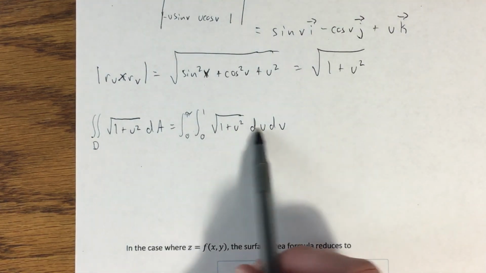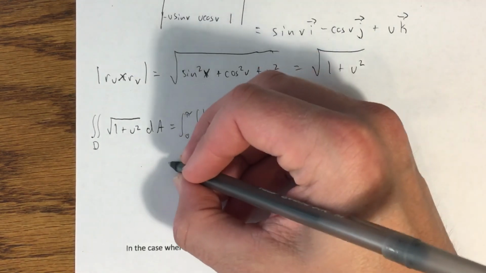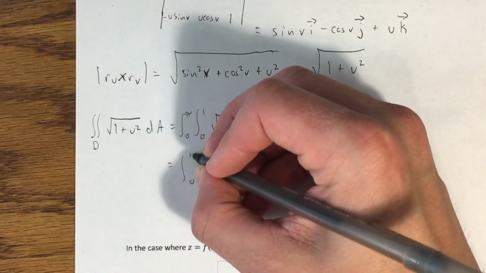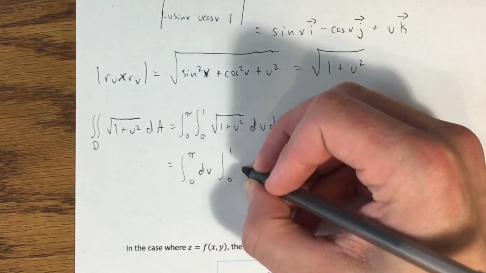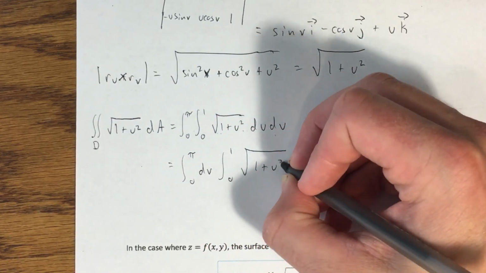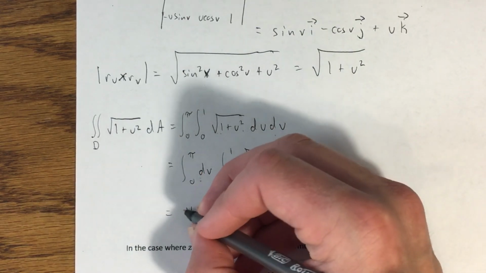Notice that I have a product of a function of u with a function of v, so I can bring the dv out. So here's my dv, 0 to pi, and the integral from 0 to 1 of the square root of 1 plus u squared du. Okay, this one is easy to evaluate. That just comes out to pi.